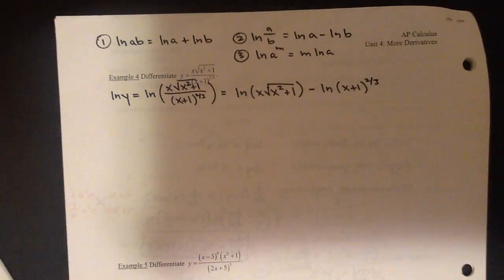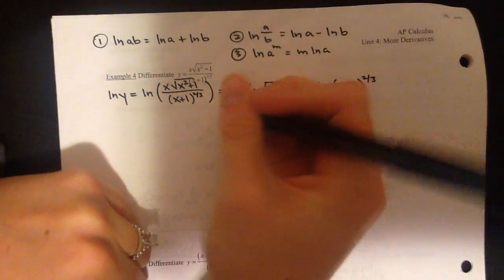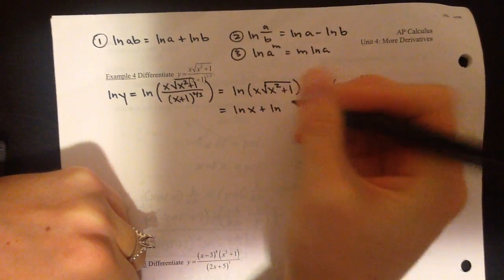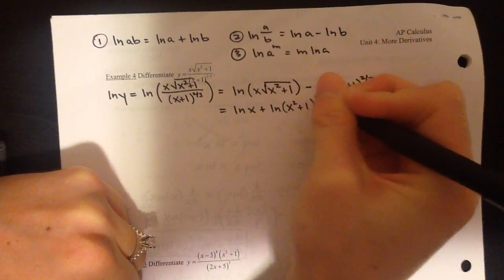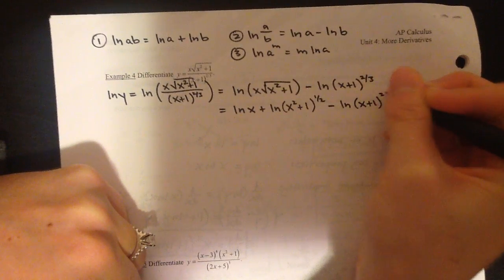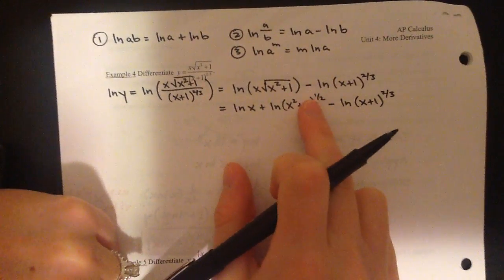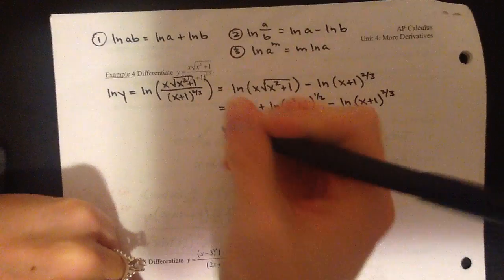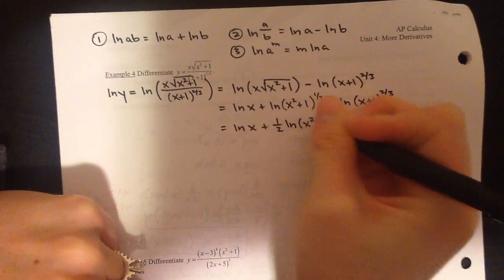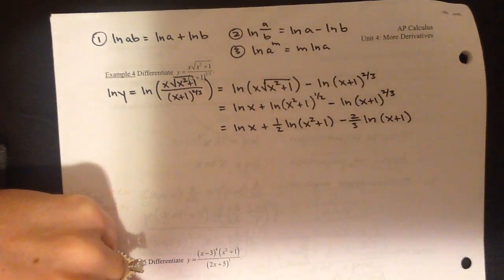Okay, and then we can continue to simplify using these rules. This one, for example, I've got a product, so I can apply this property right here. So it equals the natural log of x, the first piece, plus the natural log of, and I'm going to write this as a power, x squared plus 1 raised to the 1/2 power, because that's the last thing I will apply. And then minus the natural log of x plus 1 to the 2/3. All right, so I have all of these pieces separated out. The last thing I'm going to do is apply the third property, where I have this power right here and this power right here. I'm going to throw them out front as coefficients. Okay, so that's where I'm at so far.